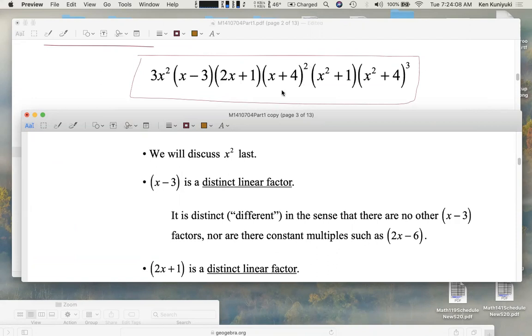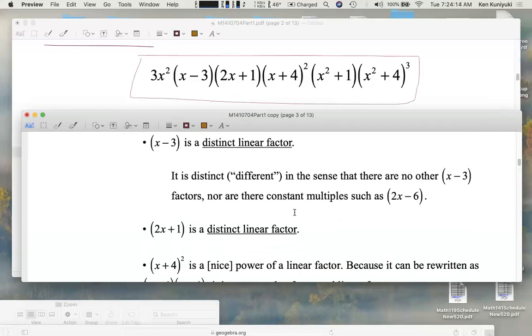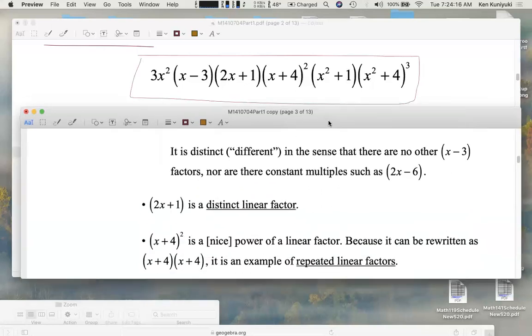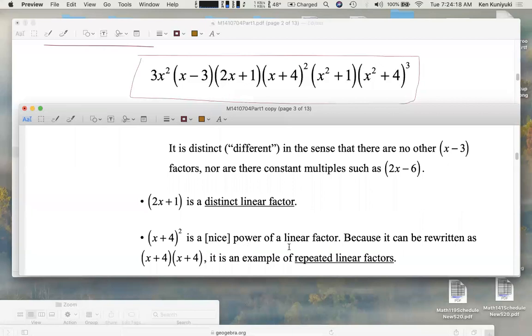Now the square of x plus 4, see here we have 2 copies of x plus 4. So we don't have distinct linear factors over here. For the square of x plus 4, we have a nice power of a linear factor, like a square or a cube of a linear factor. And we can think of this as x plus 4 times itself. So we can think of the square of x plus 4, the cube of x plus 4, and so forth as a case of repeated linear factors.